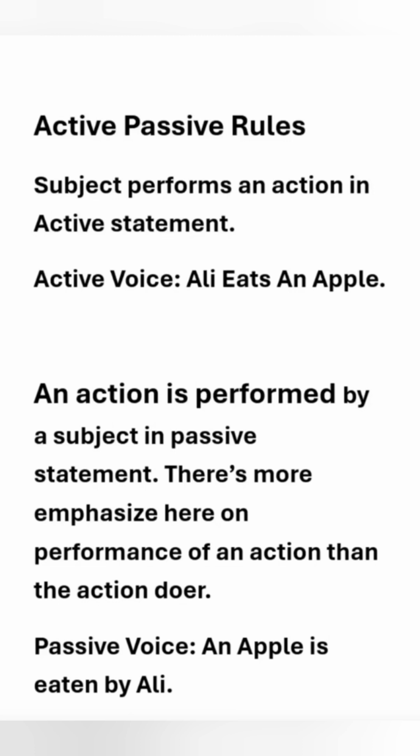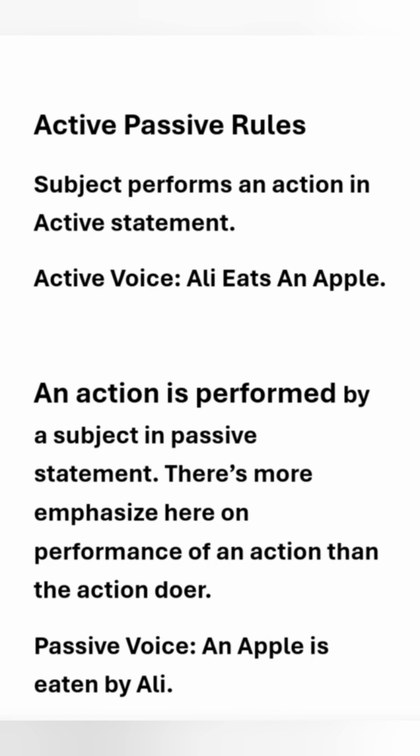We're going to do active passive voice today. Active passive voice are followed by the tenses series. We're going to learn how we write English sentences in these two types. If we talk about the active voice, in active statements, the subject performs an action. For example, Ali eats an apple. So this is an active voice where a subject is performing an action.